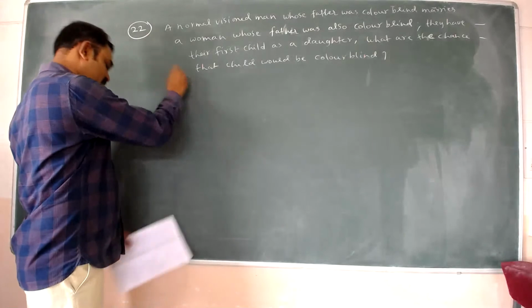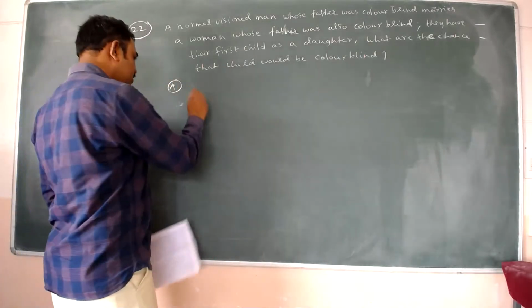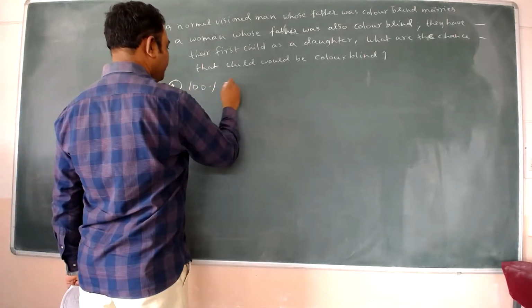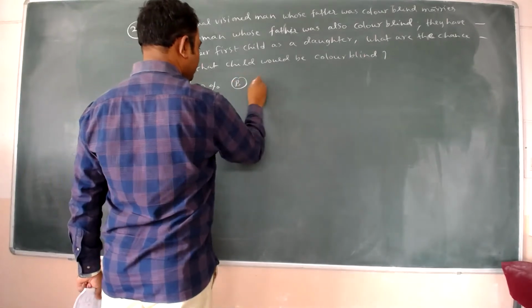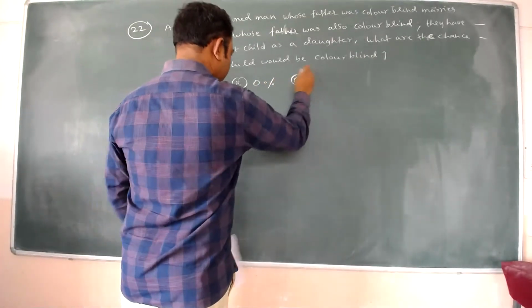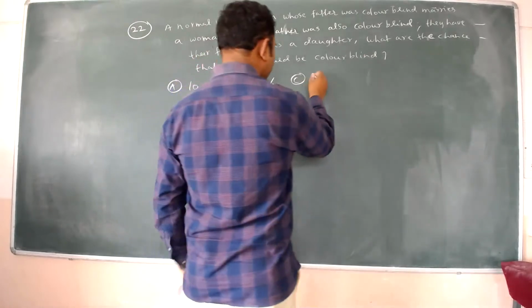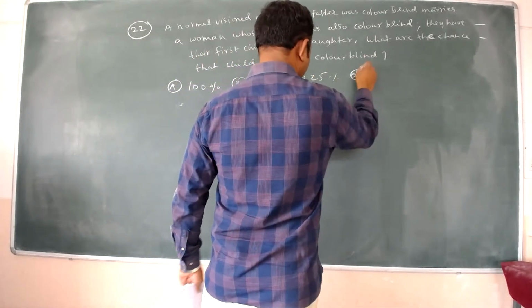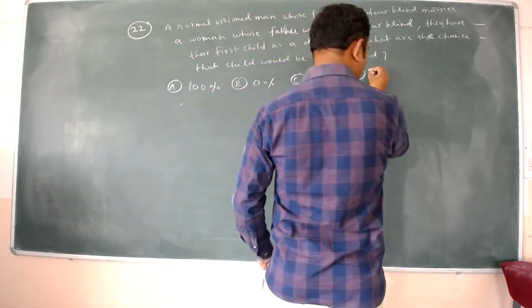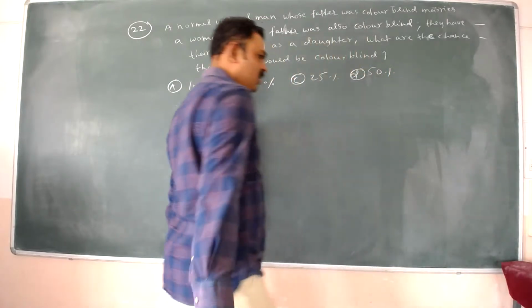Option A, 100%. Option B, 0%. Option C, 25%. Option D, 50%. Like this, there were four options.